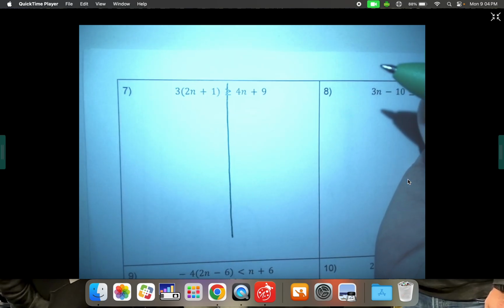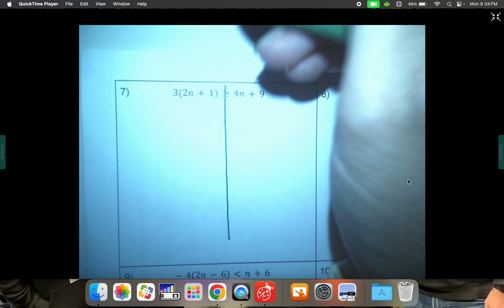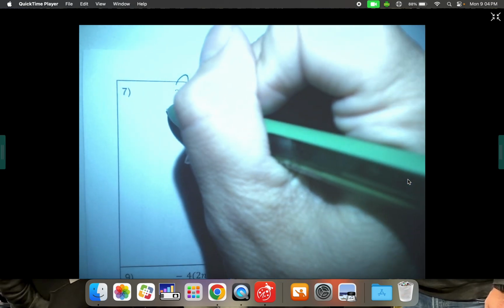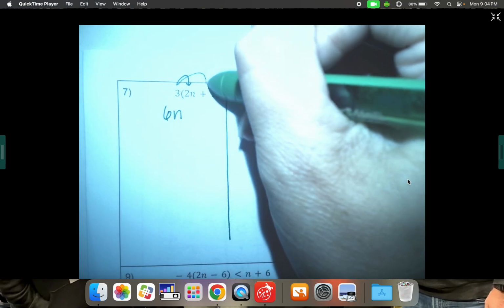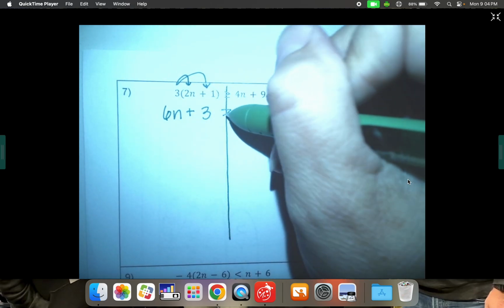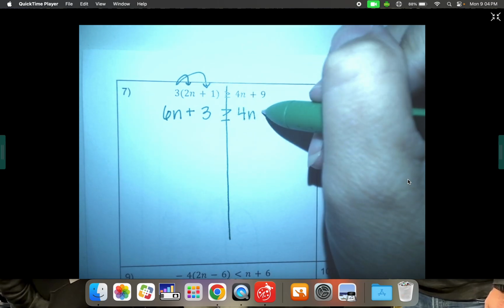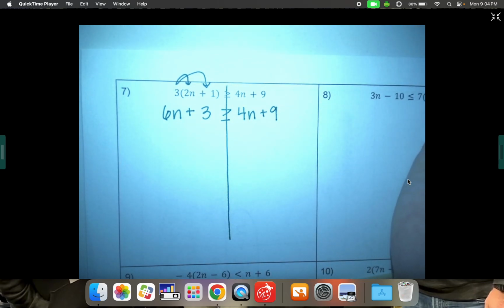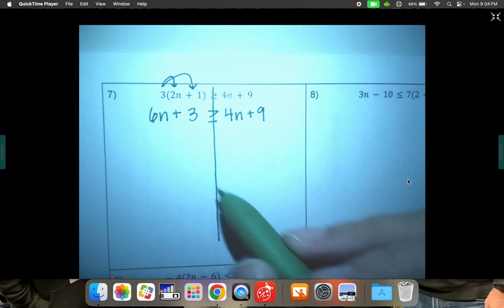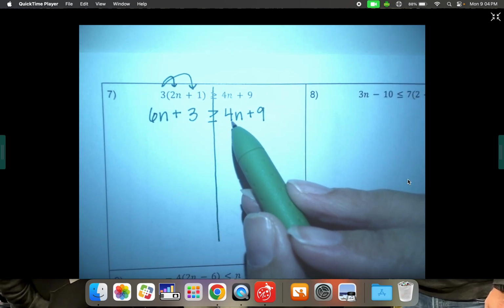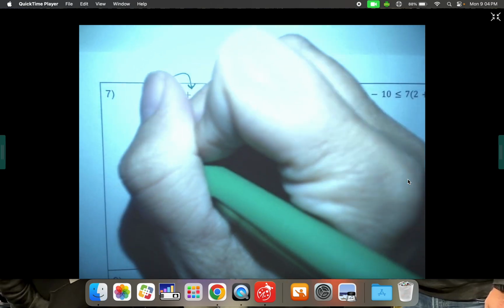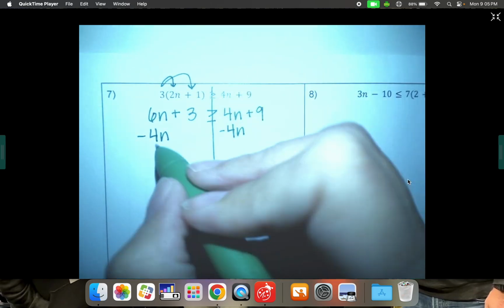We actually did much harder ones in the notes that we did before this assignment. So 3 times 2n as you distribute is 6n. 3 times 1 is just 3, positive 3, so put a plus in between. And let's bring down your 4n plus 9. Next, you're going to move a variable. I'm going to choose to subtract 4n. So that's not the only thing you could do, but that's what I'm going to choose to do.